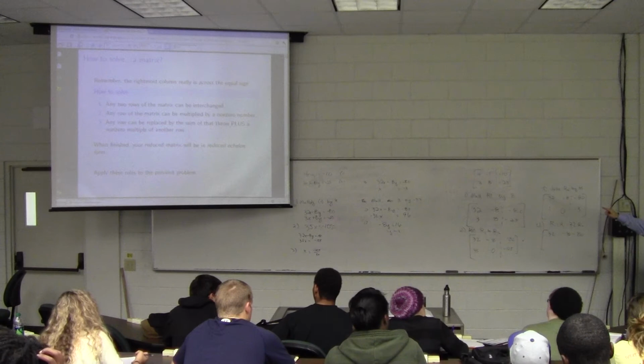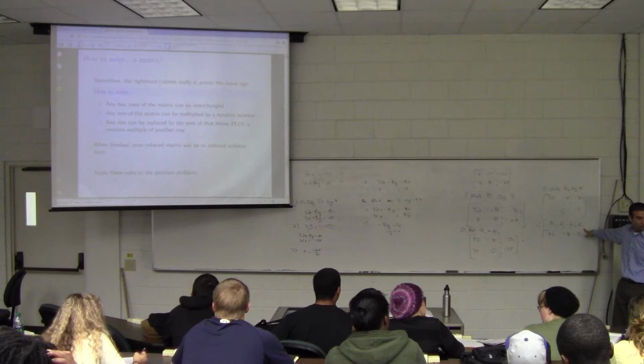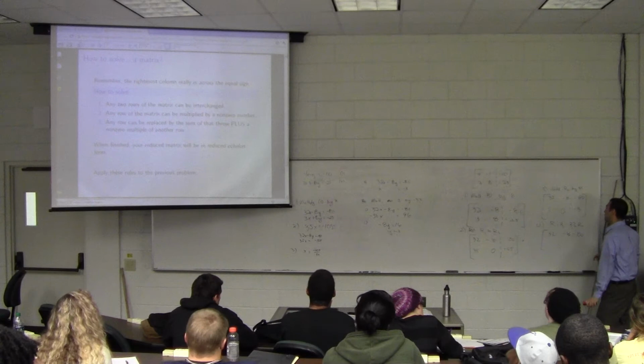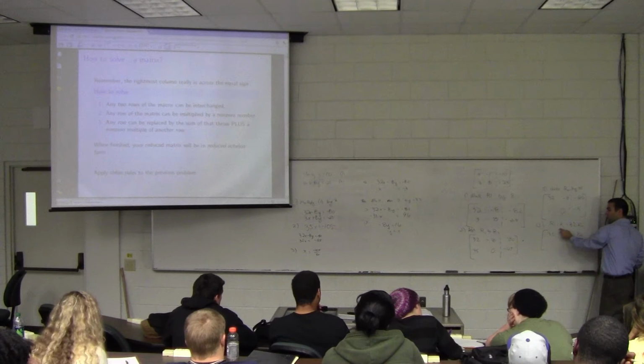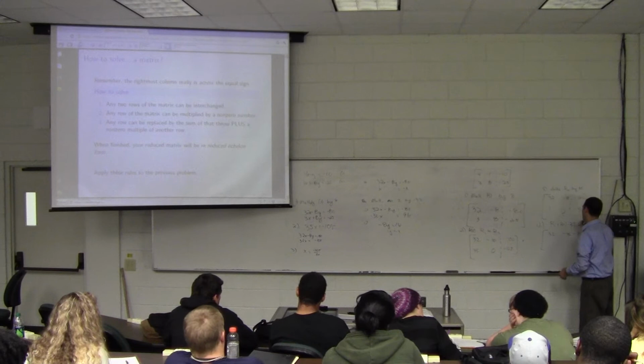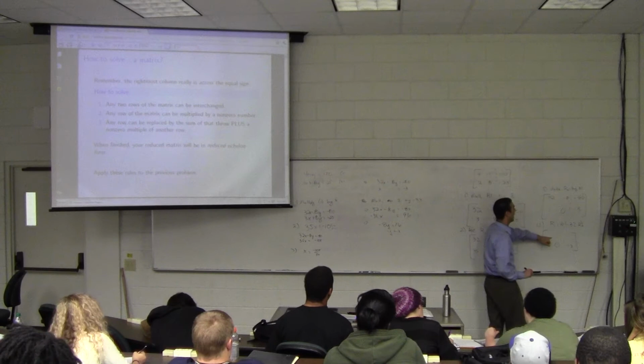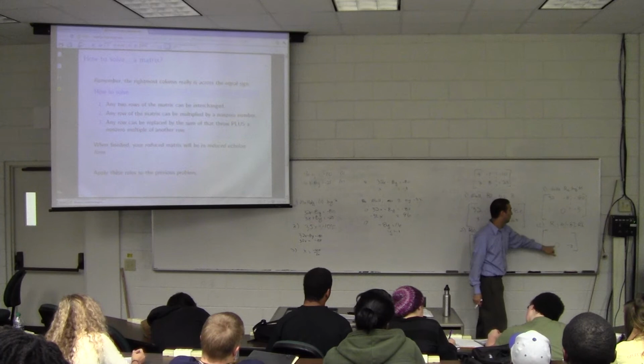I'm replacing any row by a sum of that row with a constant multiple of another row. Let me read that again. Any row can be replaced by the sum of the original row plus a non-zero multiple of another row. So I'm replacing row one. I'm going to replace this row with that row less, or plus, if you want to treat it that way, a non-zero multiple of row two. So I've got 1, 0, negative 3. I'm not going to change it. I am, however, going to replace row 1. So I'm going to multiply row 2 by negative 32 and add it to row 1.